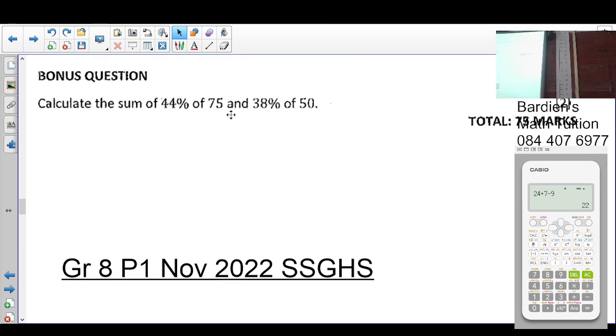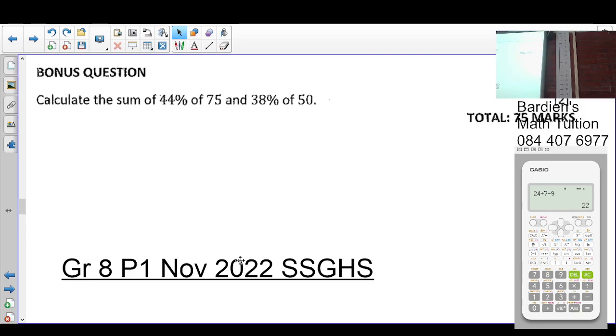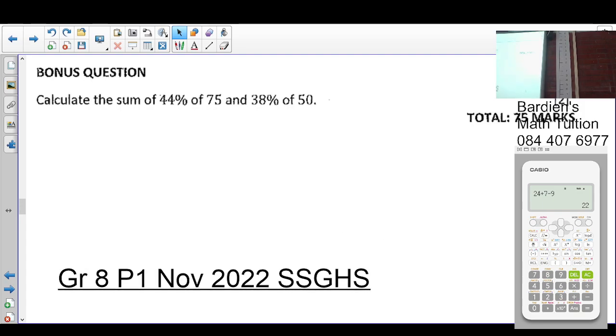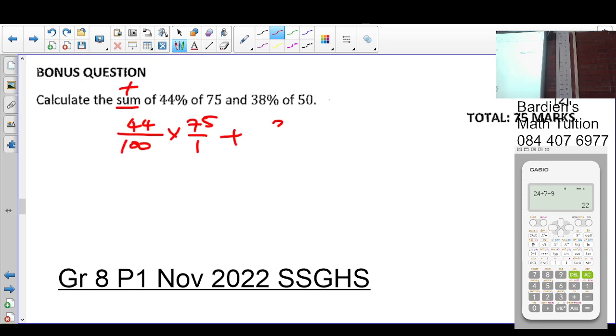Bonus question. Calculate the sum of 44% of 75 and 38% of 50. So the sum is to add, no? So it's 44%, so 44 over 100 times 75 over 1. And 38 over 100 multiplied by 50 over 1. You all agree with that? So 25 goes into 75 3 times and here 4 times. Not so. 4 going to 4 once, 4 going to 44 11 times.